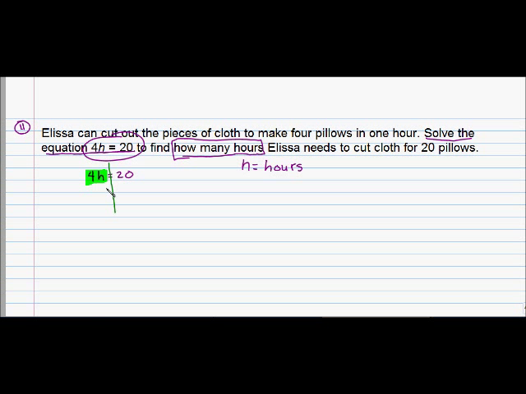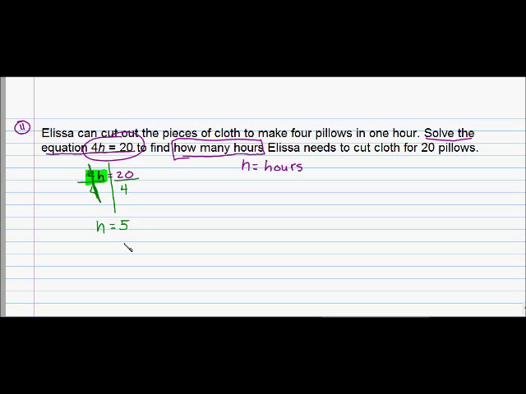The opposite of multiplying is dividing. I'm going to divide by 4 on both sides. 4 divided by 4 is 1. See that 1? It's kind of slanted. And I have H all by itself, which I'm trying to find, the number of hours. And 20 divided by 4 is 5.